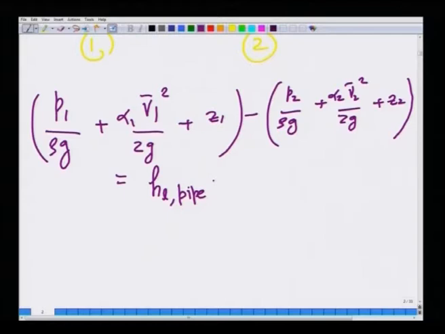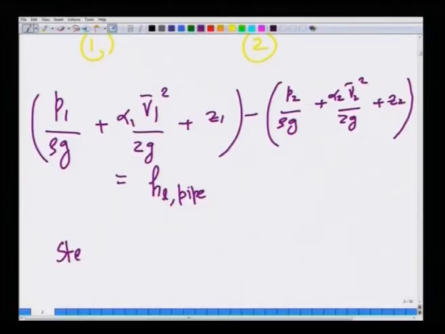There is no shaft work between the two ends of the control volume, 1 and 2, and the only loss is due to the fact that the fluid is flowing and there is viscous dissipation of energy. So, for a steady fully developed flow, which is what we are going to assume, we are not going to assume the flow is laminar or turbulent. We are going to say that it is a steady fully developed flow.